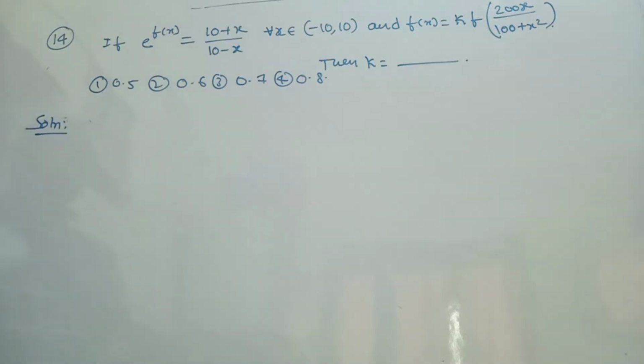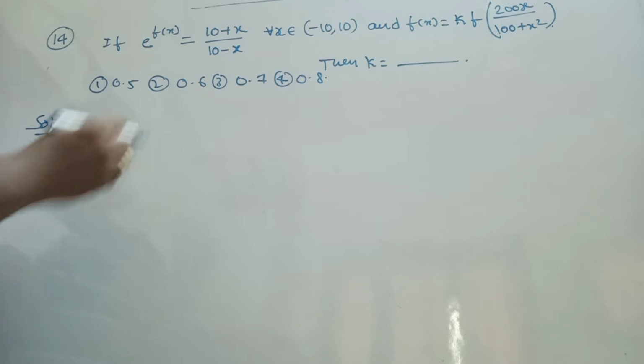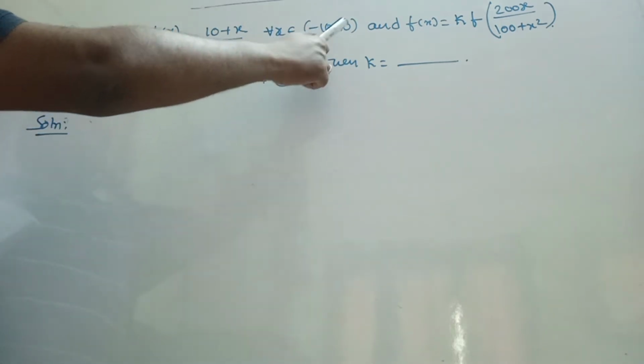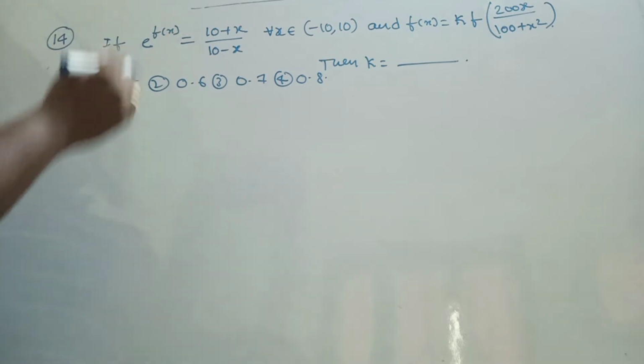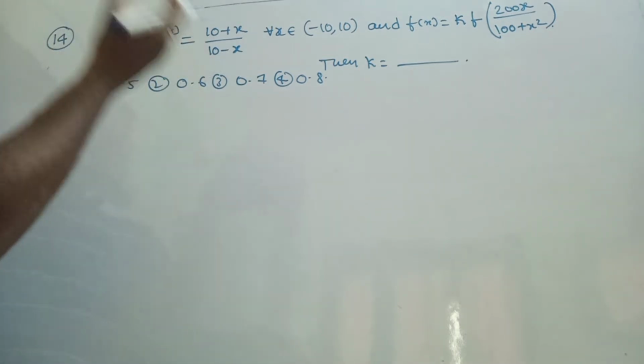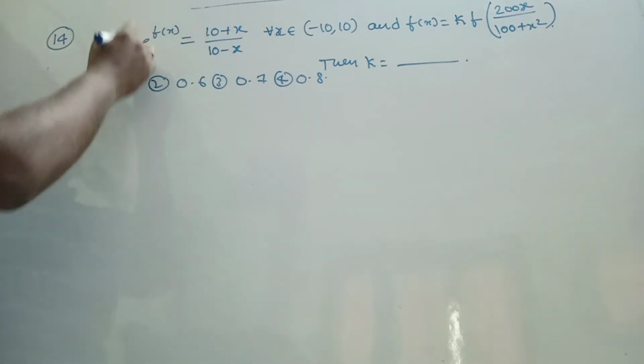Now, the 14th problem. If e power f of x equals 10 plus x by 10 minus x, for all x belonging to minus 10 to 10, and f of x equals k into f of 200x by 100 plus x square, we need to find the k value. They have given these 4 options. Let us see what answer we are going to get.